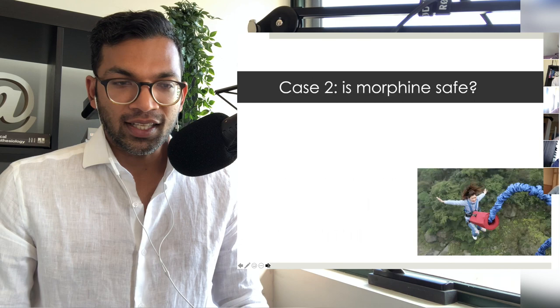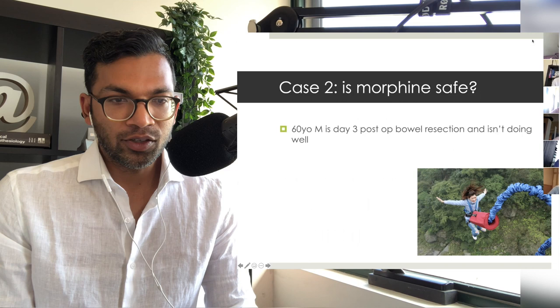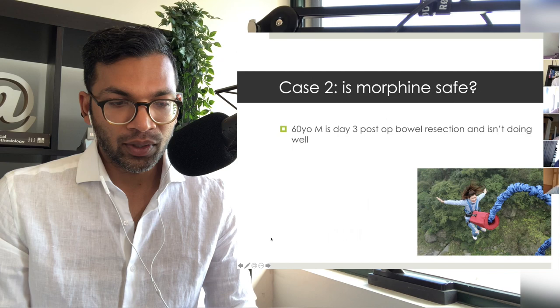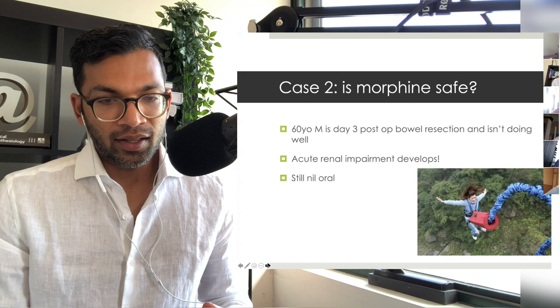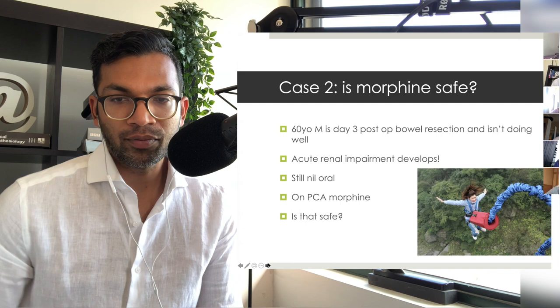Now, case two is: is morphine safe? So think of this case. A 60-year-old male is day three post-op a bowel resection and isn't doing that well. Let's say for some reason acute renal impairment develops. They're still nil by mouth, and they're on a PCA morphine. Now, is that safe? What do you guys reckon? Just have a think about it.